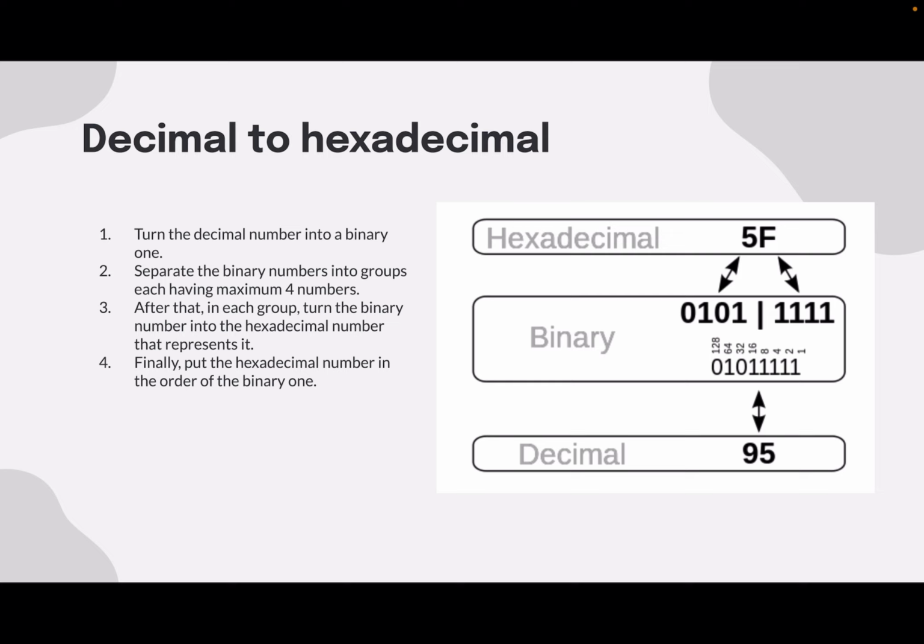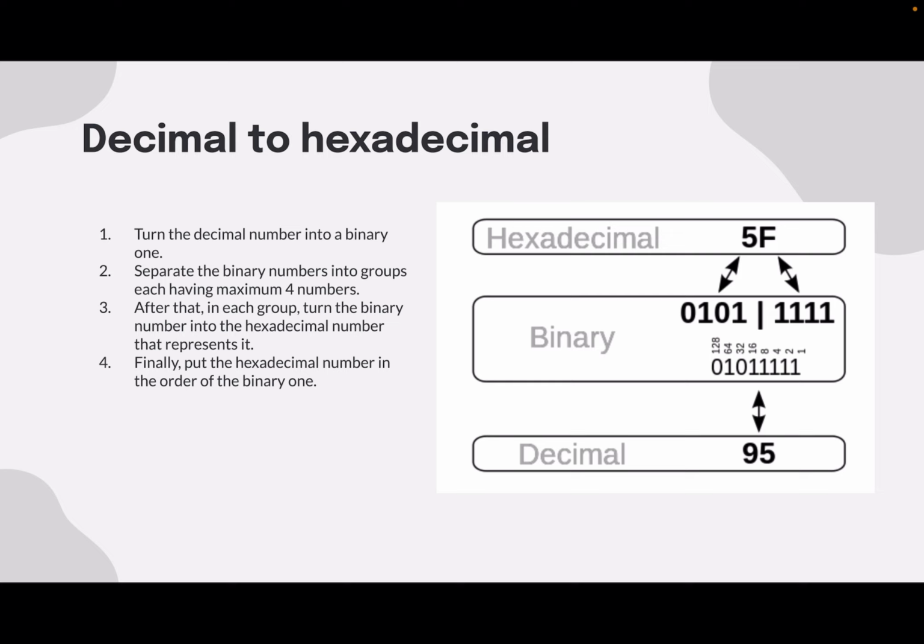For example, the decimal number of 95, you first convert it into the binary one, and in the binary one we have 8 numbers. So we separate the 8 into 2 groups, each having 4. Then the first group, you turn it into the hexadecimal, so in this case 1111 is equal to 15, or F. Then you write F.